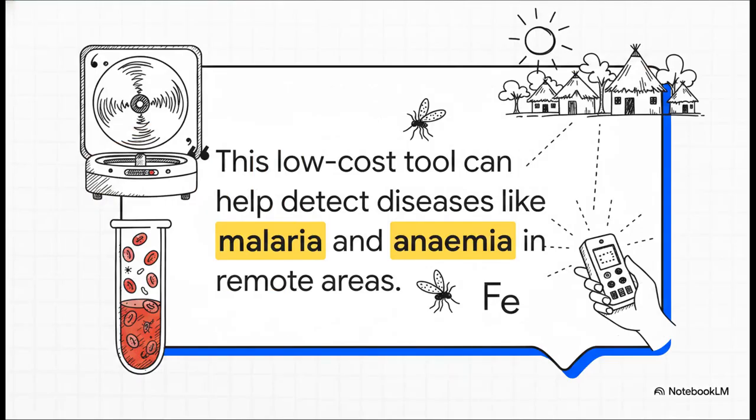Just think about the sheer impact of this. To quote the source material, this low-cost tool can help detect diseases like malaria and anemia in remote areas. I mean, wow. Just by understanding how heavy and light particles act inside a mixture and getting creative with basic separation principles, these innovators figured out how to provide critical medical care to people completely off the power grid. It is the perfect example of how foundational science literally translates into human survival.